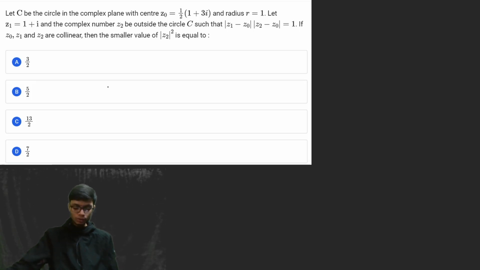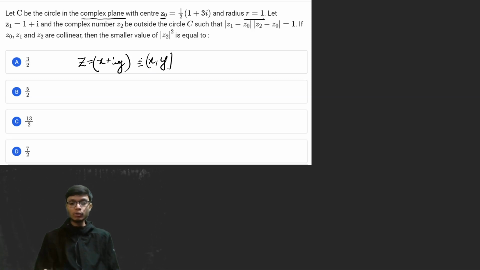So let us do so. It is saying that let C be a circle in the complex plane with center z0 and radius r equal to 1. You know this concept, that you can convert any complex number into a coordinate x comma y. That's the beauty. Whenever you talk about a question of complex numbers, you can treat it as a question of coordinate geometry, or also as a concept of vectors. So that means you can relate three chapters together.